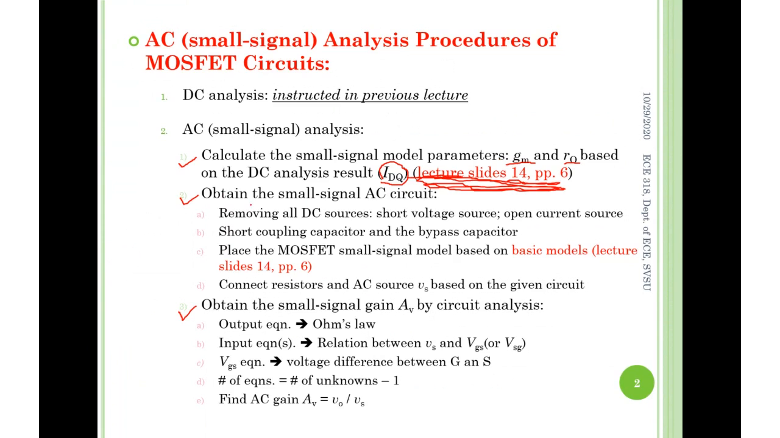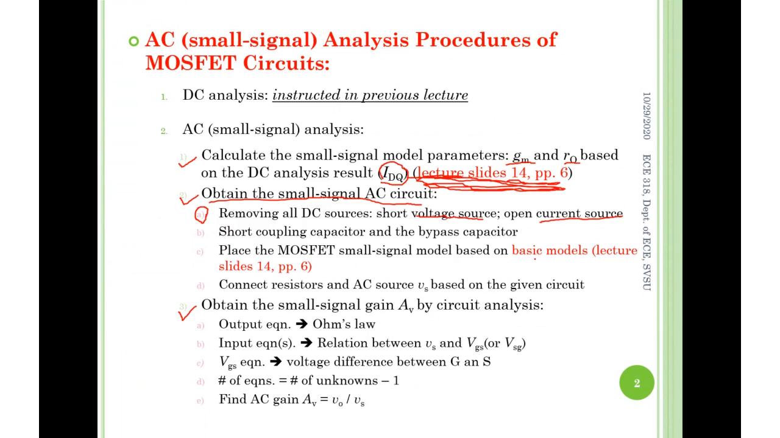Second step is to find a circuit. Obviously, you need to find a circuit. This shouldn't be a big deal. However, you need to be very careful because afterwards the circuit analysis is based on this circuit. So how do we find the small signal AC circuit? First of all, remove the DC sources: short the voltage sources and open the current sources. Here, of course, they all refer to the independent sources.